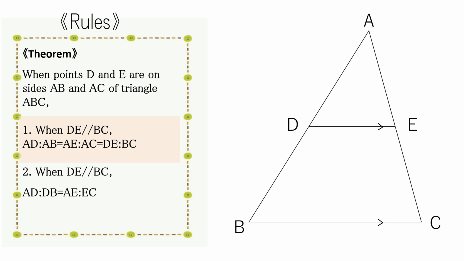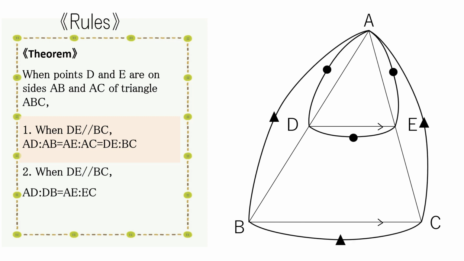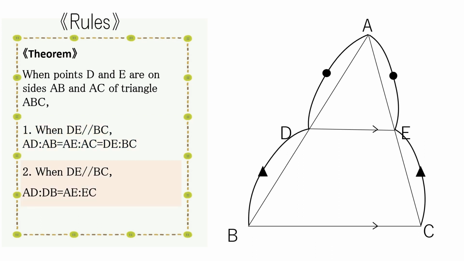If line segments DE and BC are parallel, then AD ratio to AB equals AE ratio to AC, which is equal to DE ratio to BC. Also, if line segment DE and line segment BC are parallel, then AD ratio to DB equals AE ratio to EC.